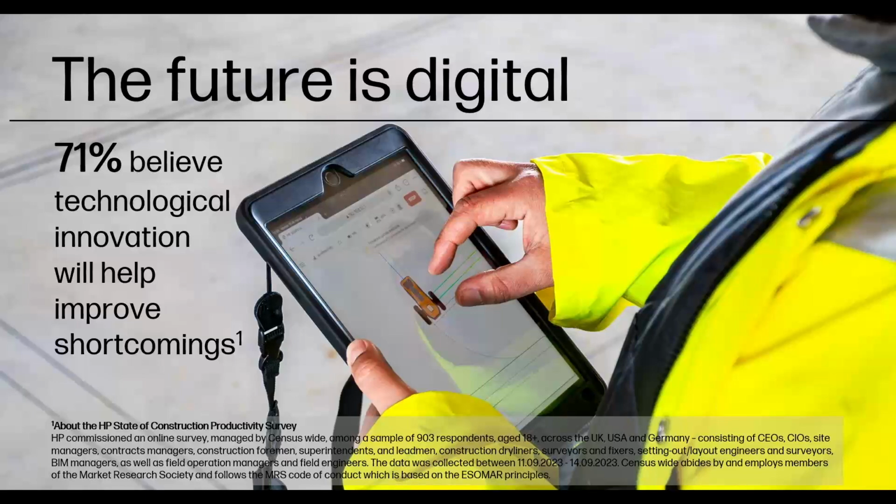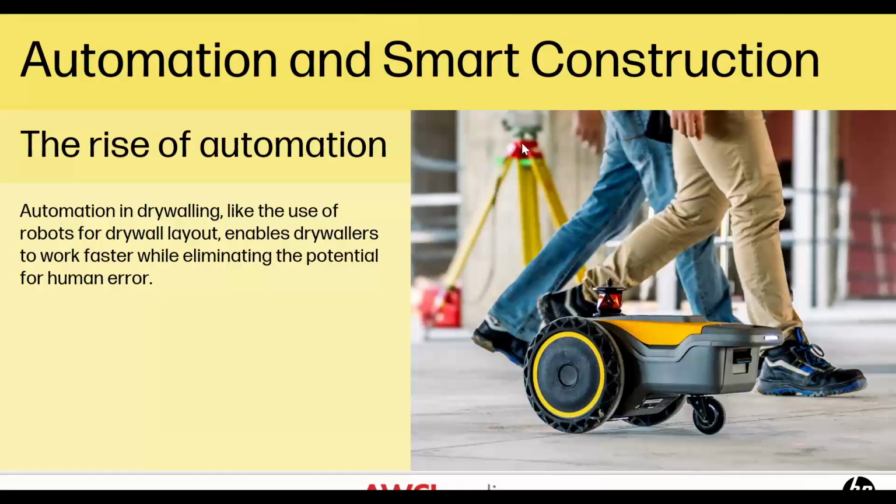So we conducted a survey of the industry over a number of countries, through a number of roles, and 71% of the people that were polled believe that technological innovation will help solve some of these problems, like errors and shortage of labor. Now, the area of digitalization that we're going to be discussing today falls under what's called automation and smart construction.